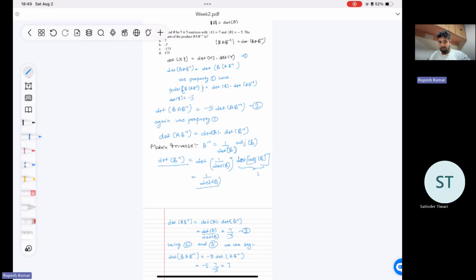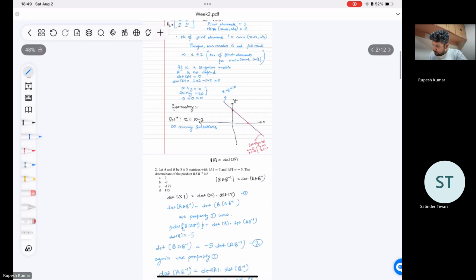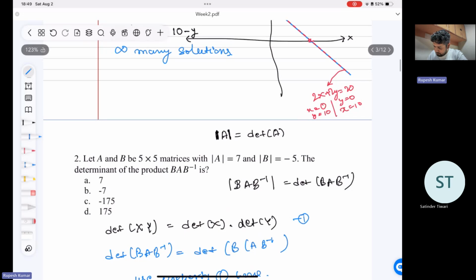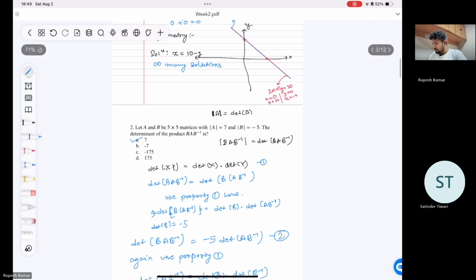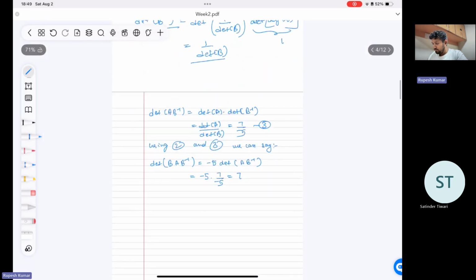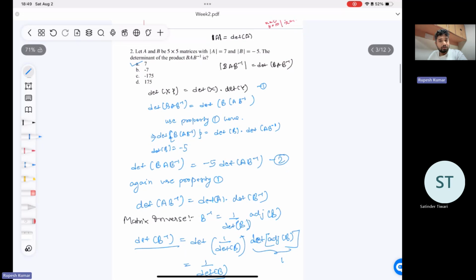I hope this is clear, everyone? So option A is the correct answer. This is how you get to the answer for this problem. Do I need to explain anything else here?